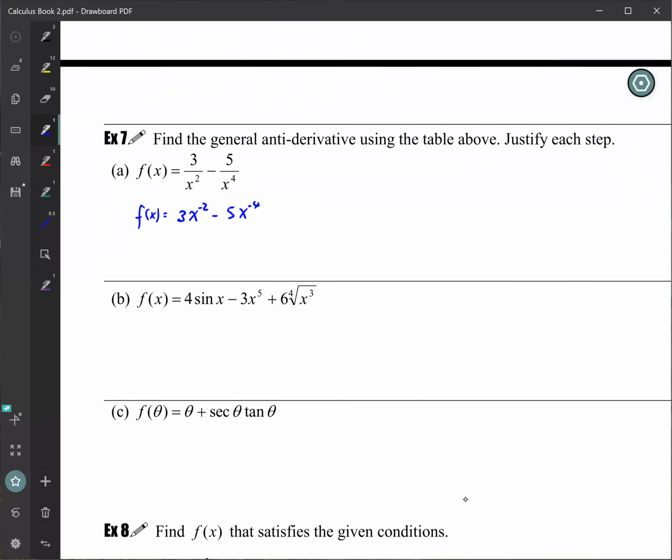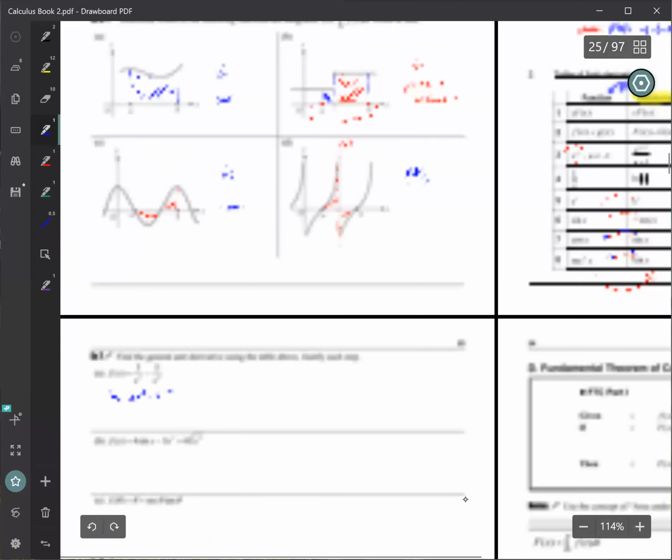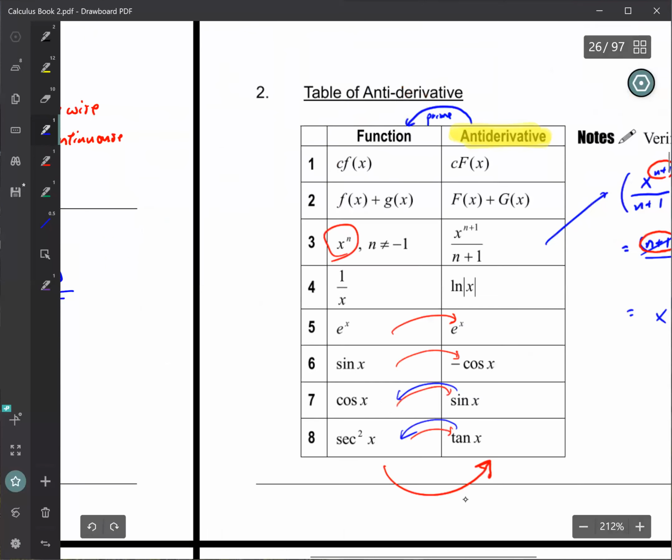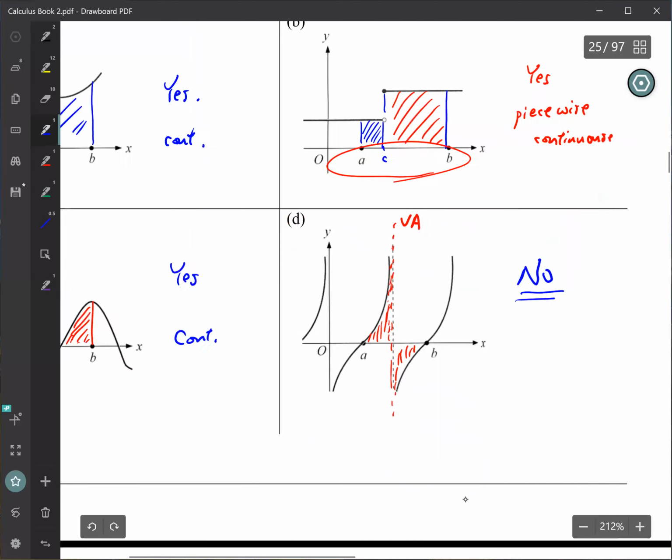Okay, and then if you look at the table here, right now we're doing the red, going backwards, getting the antiderivative. Number 1 says if there's a constant, it stays there. Now look at number 3: if the function has an exponent, I do exponent plus 1 and then divide by that. All right, so let's do that.